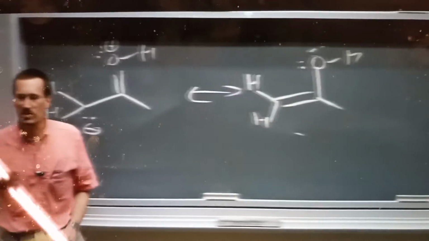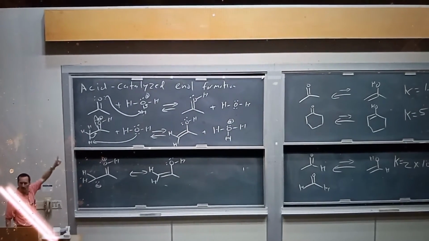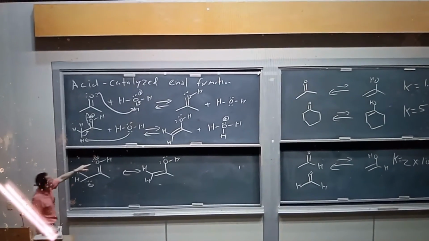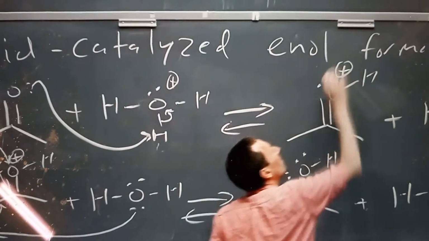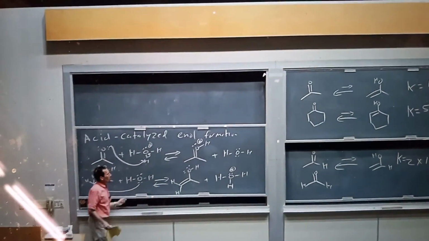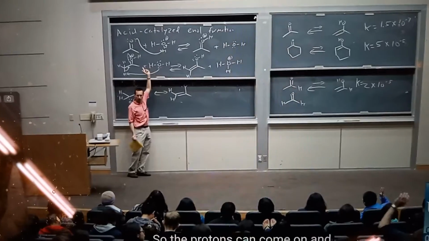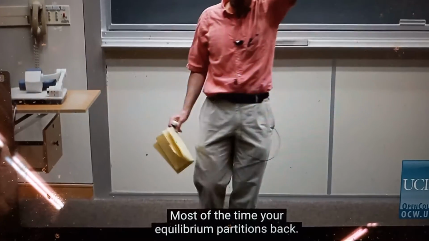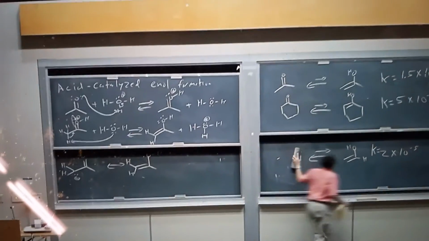Of that. And so we just keep pushing. And of course, protons come on and off all different acidic positions in acid-base equilibria. And so the proton, whoops, I forgot my positive charge. So much for being a good person over here. So the protons can come on and off the oxygen, then we head in the reverse pathway. And guess what? Most of the time, your equilibrium partitions back.